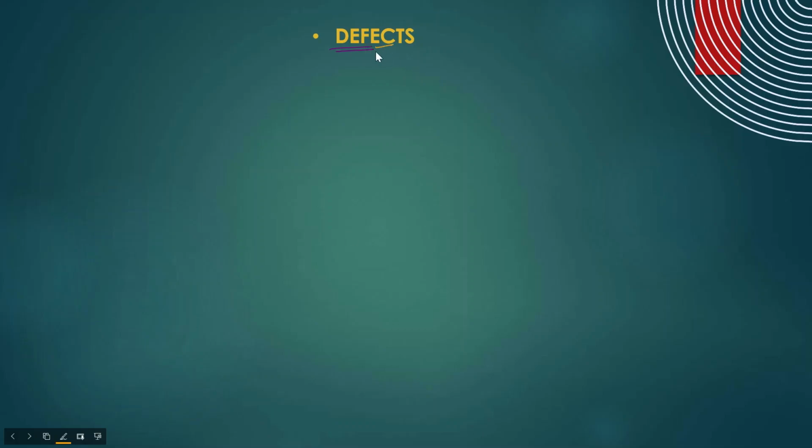So first, what is a defect? A defect is the irregular arrangement, the irregularity in the arrangement of particles. Okay, now here defect is of two types. First is point defect, second is line defect.